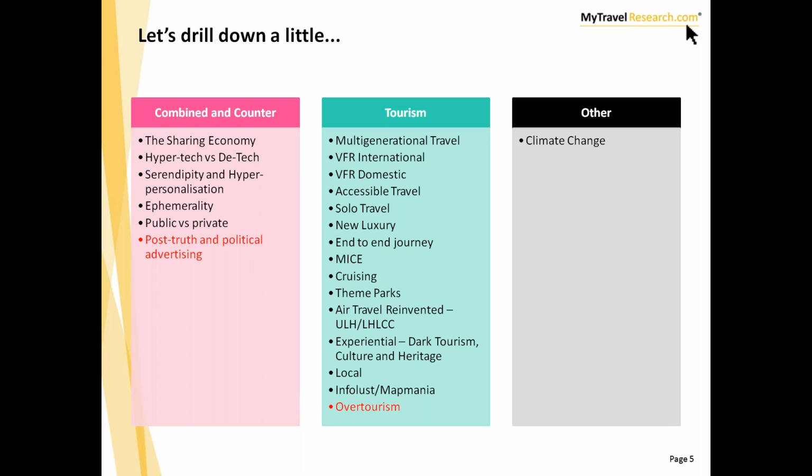Multi-generational, changes in the way VFR works, accessible travel growing as a thing, solo travel, changes in the luxury market, changes in how we think of the customer experience, changes in some key sectors like MICE, cruising, theme parks, air travel. We talked about the experience economy. Here we see it in action, things like dark tourism, culture and heritage, the rise of local, and the eternal fascination. Again, this is not a new trend, it's a new way of looking at an eternal human truth.